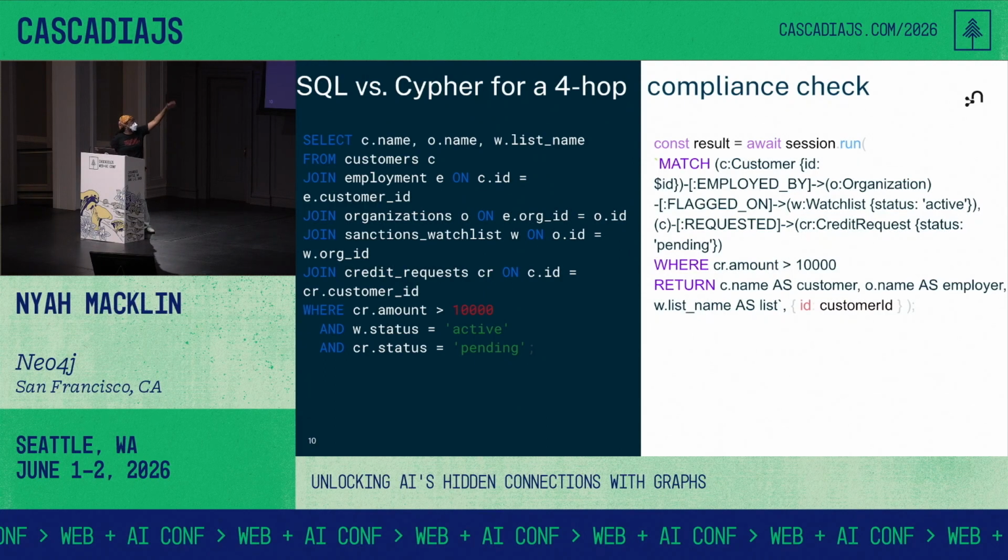And then we can go through the Cypher itself, but it's flagged on this watch list, which has status active, and requested specifically this credit request has the status pending.